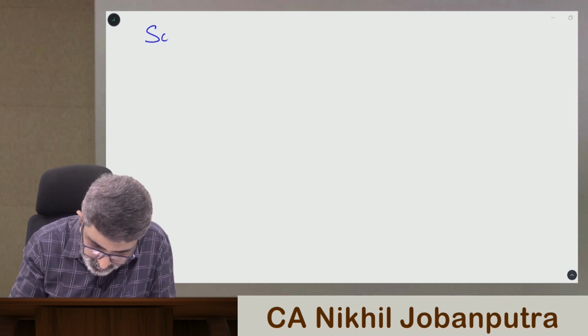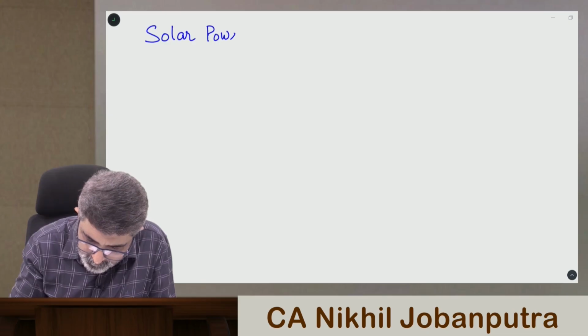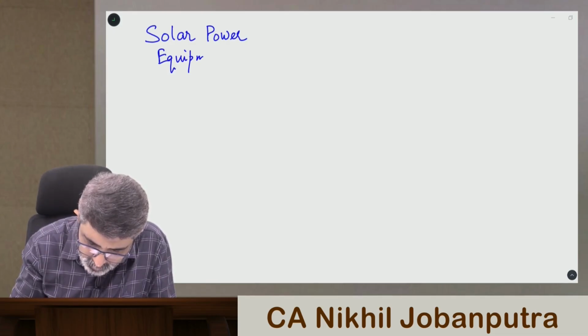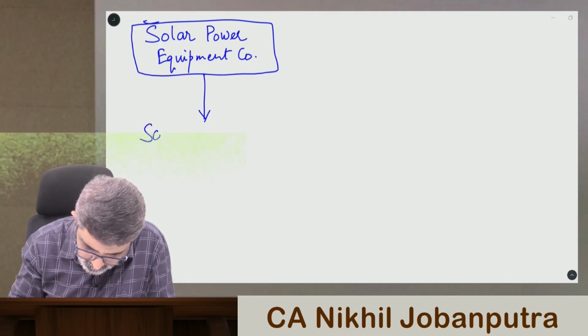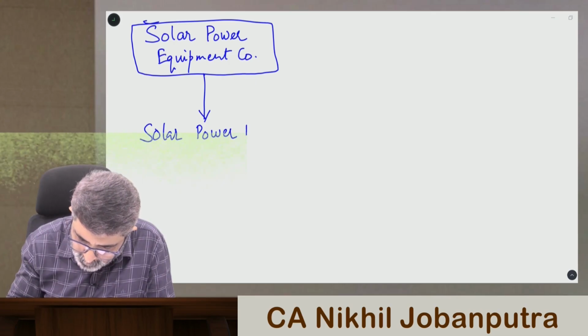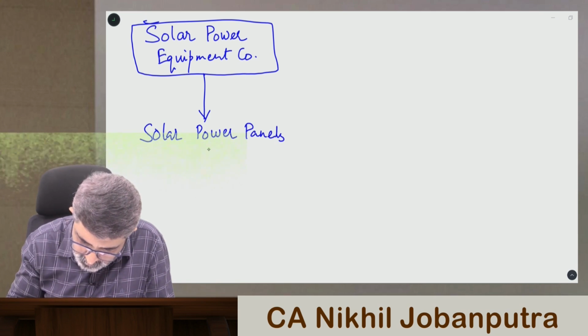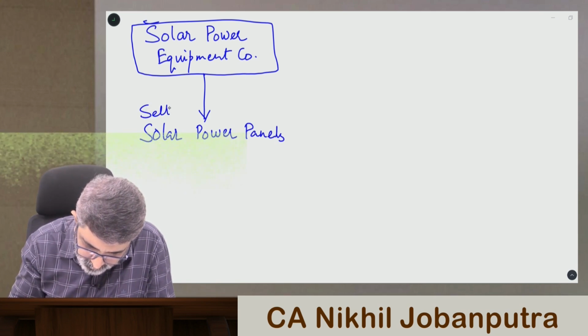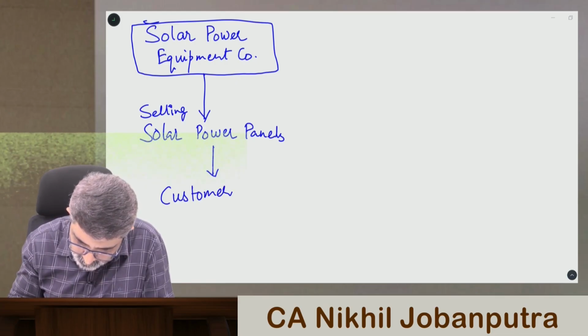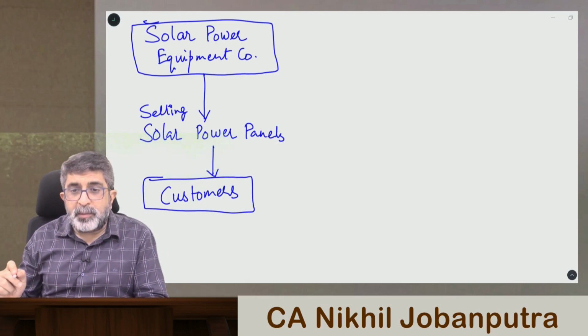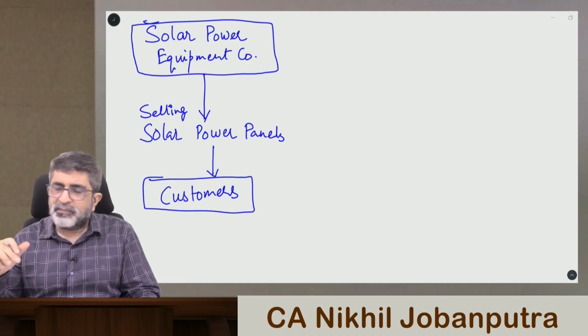So we have a solar power equipment company. It is selling solar power panels to customers. Now there will be a certain set of customers who will be buying solar power panels by making upfront payment, no finance needed, correct? In that case, the customers are making the full payment to the solar power equipment company.